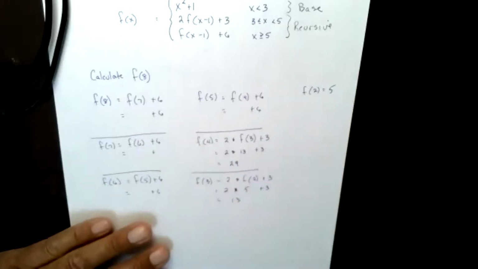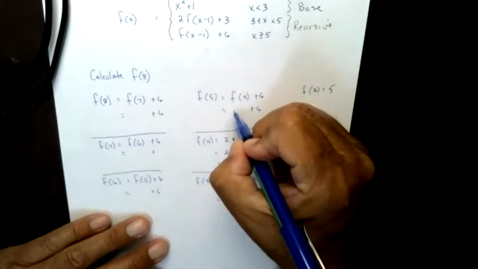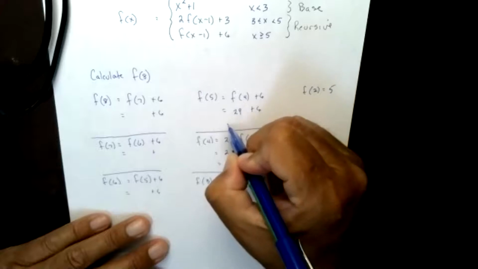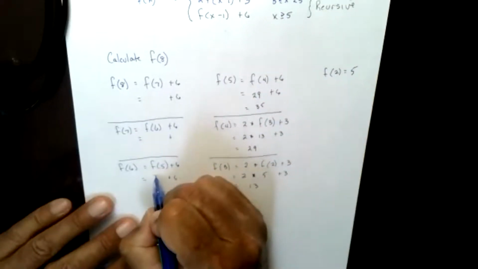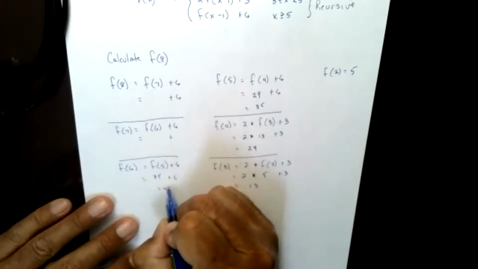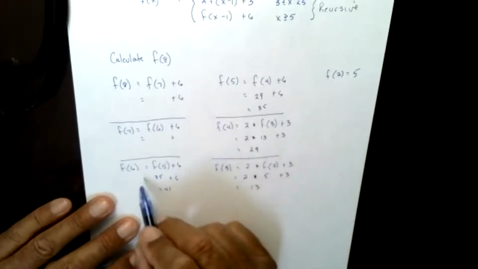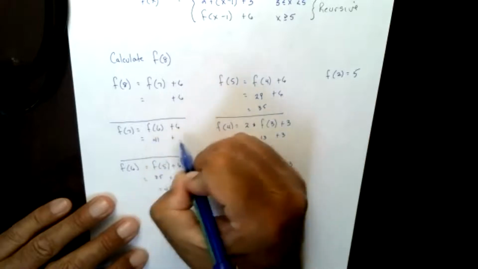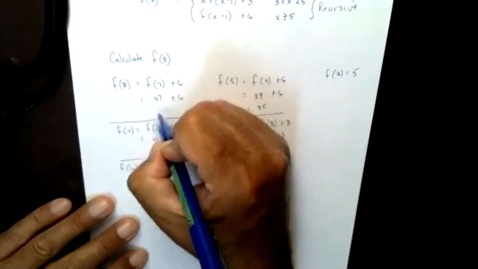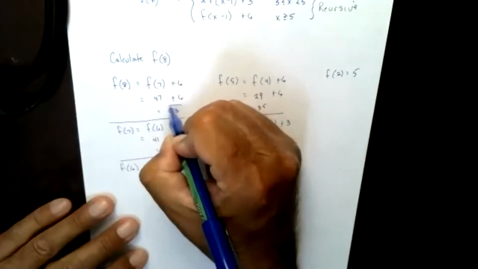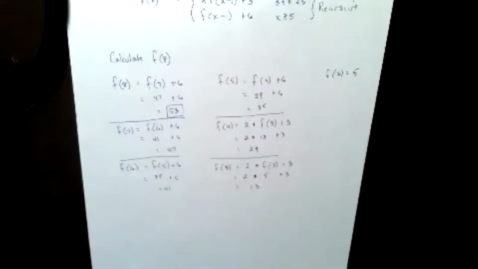I'll help you on that one. 29. Work my way back. Now that I know what f of 4 is, I replace that and get 35. Now that I know what f of 5 is, I replace that and I get 41. Now that I know what f of 6 is, I replace that and get 47. And now that I know what f of 7 is, I replace that and I get the answer that I wanted, 53. So with our fingers crossed, we're going to hope that it's 53.